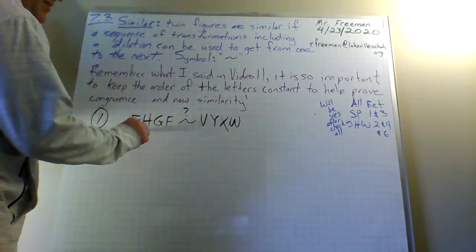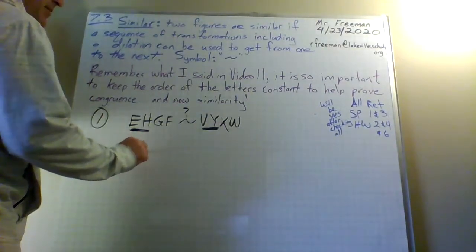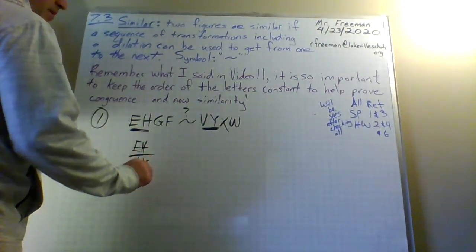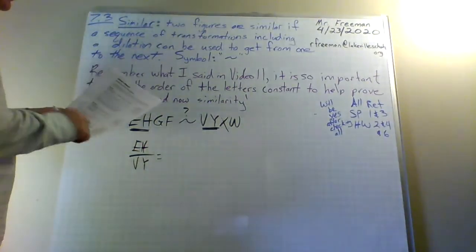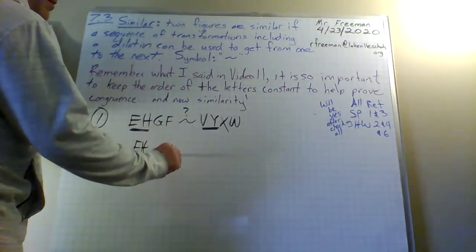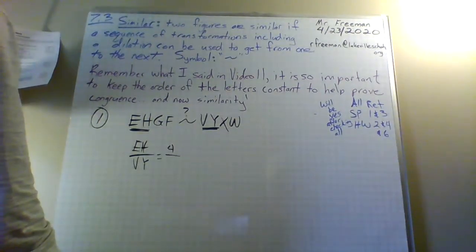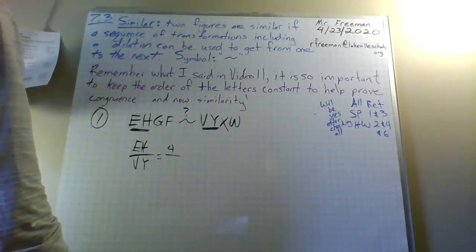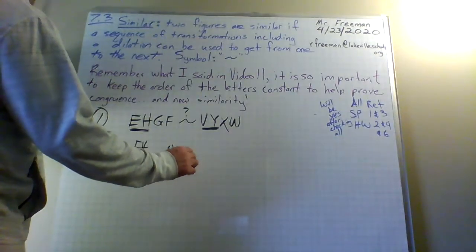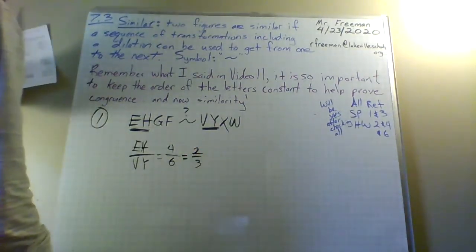So I can take something like EH and try to compare it to VY then. Shouldn't I be able to? Say yes. And if I take EH on this, EH is worth 1, 2, 3, 4 units. And VY is worth 1, 2, 3, 4, 5, 6 units. So if I reduce that, that goes down to 2/3.